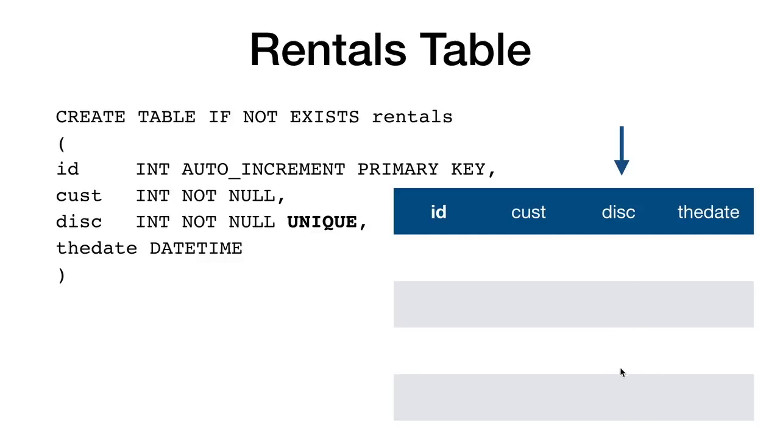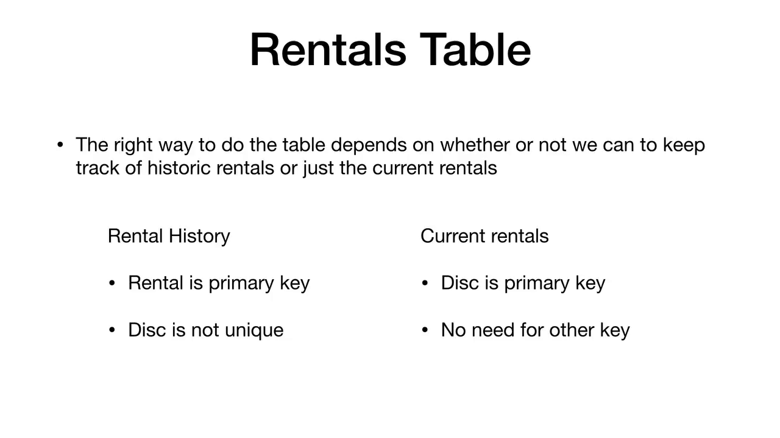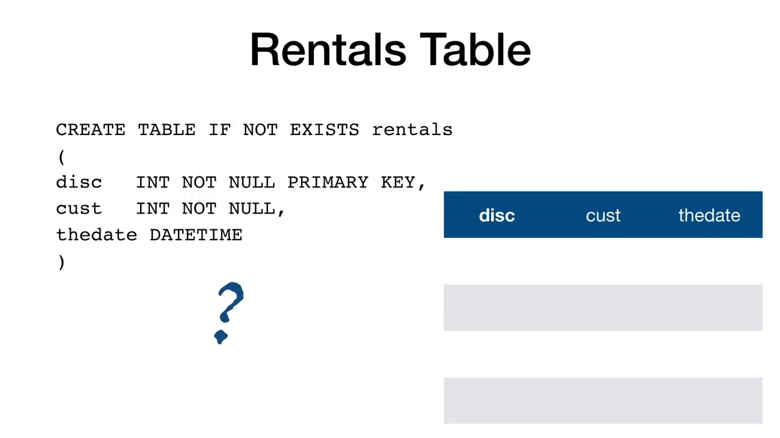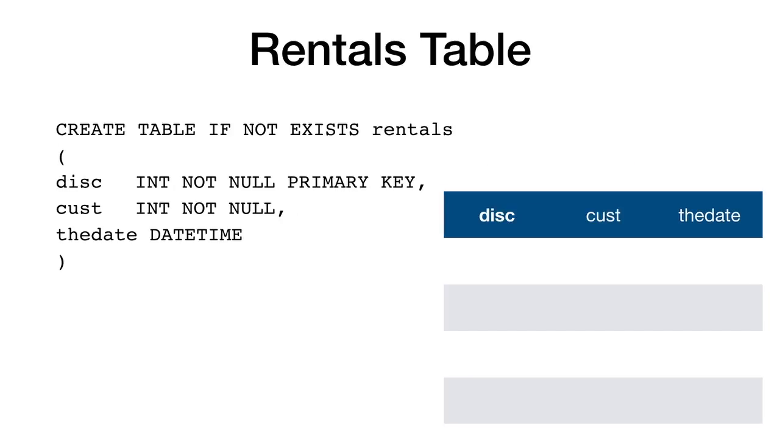The same disk will appear many times. Every time it's rented, there'll be an entry in this column. So it can't be unique. So it's really a different situation. Alternatively, if we do want a table that only keeps track of what's out at the moment, so only the disks that are currently out, well then there is an argument for making this unique. But if that's the case, then there's also an even better argument for making it the primary key.